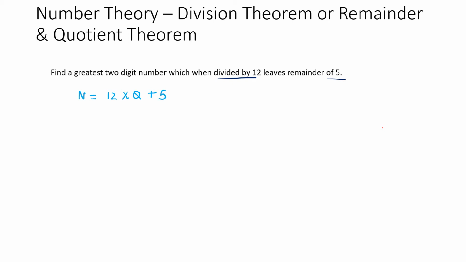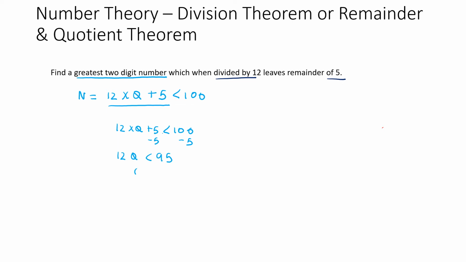Now, we have to read the question carefully. It says find the greatest two-digit number. So we know that this can't be greater than 100, because if it's greater than 100, it'll be a three-digit number. So this part has to be less than 100. So now, if I solve this inequality, let me rewrite it here. 12 times q plus 5 has to be less than 100. So let's subtract 5 from both sides. 12q is less than 95.